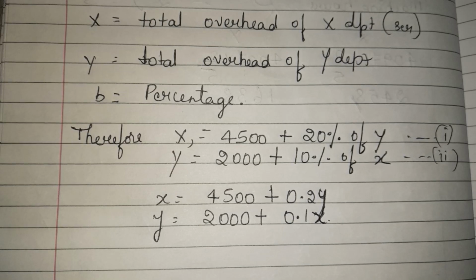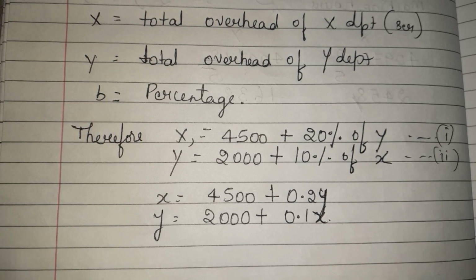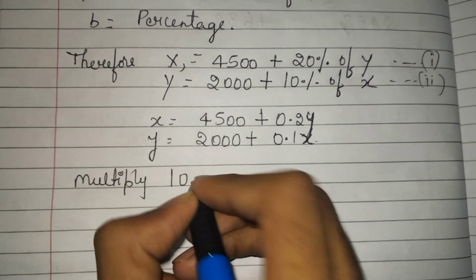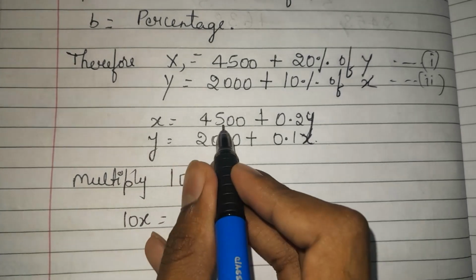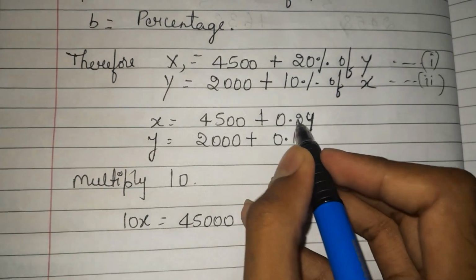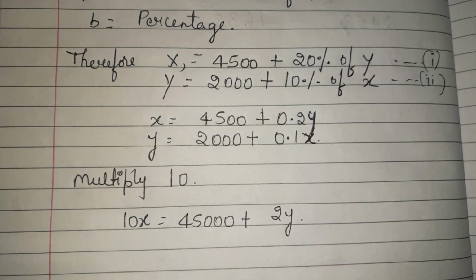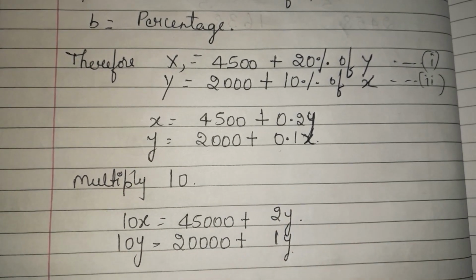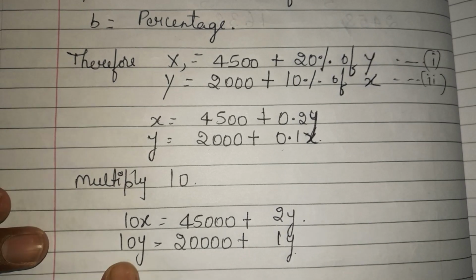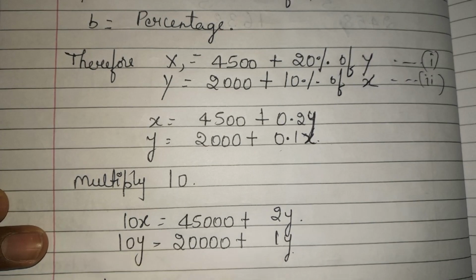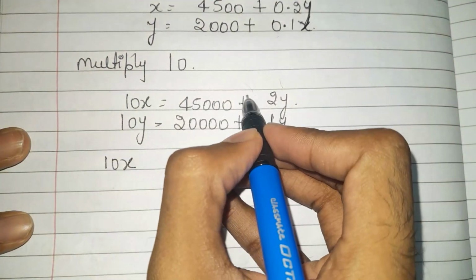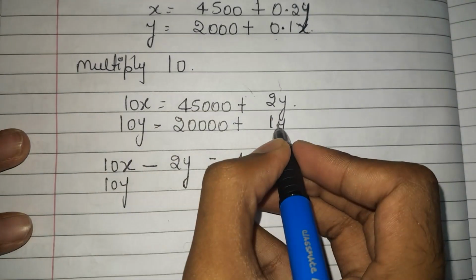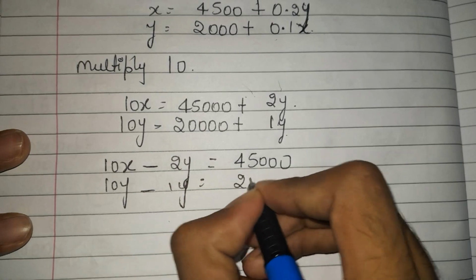Now let us try to solve these equations. Decimals have come, so in order to cancel these decimals, let me multiply by 10. So 10x is equal to 4,500 into 10, which is 45,000, plus 0.2 into 10, which is 2y. Next, same here, 10y equals 2,000 becomes 20,000 plus 1y. Now I can just rearrange this. 10x I'll write as it is. If I take this plus 2y here, the plus will become minus. So 10x minus 2y equals 45,000. Next, 10y, if I take this plus 1y here, it will become minus 1y equals 20,000.